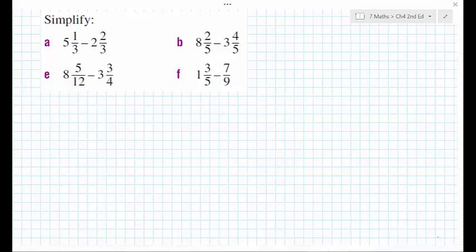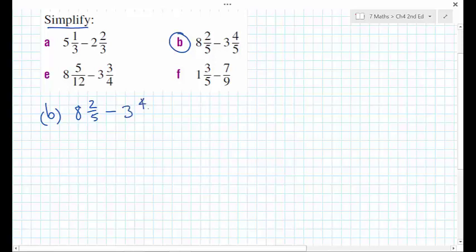Okay, so this here wants me to simplify the following. So let's have a look at simplifying b, which is 8 2/5 take 3 4/5.